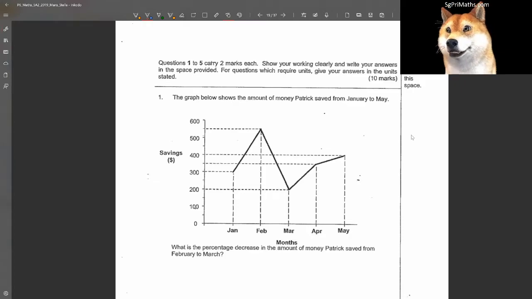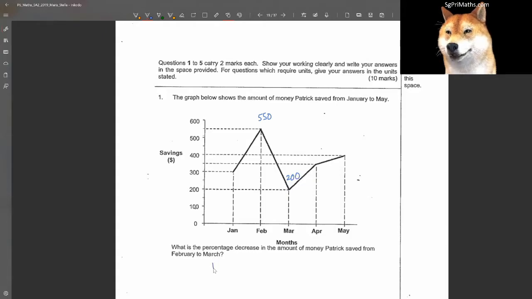Question 1. The graph below shows the amount of money Patrick saved from January to May. This is the savings and this is the month. What is the percentage decrease in the amount of money Patrick saved from February to March? February is here, which is around 550, a midpoint between 500 and 600. And then March is around 200.